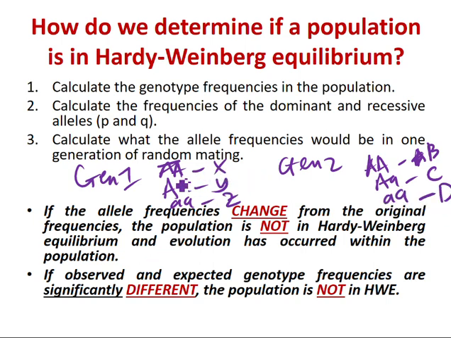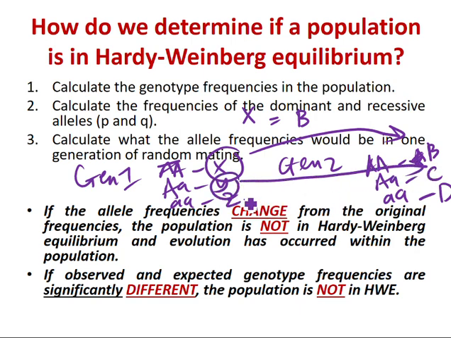And all you have to do is to calculate the genotype frequencies in both generations, and you have to compare, does X equal B or not? Any value change or not? So if they change, then it's not in Hardy-Weinberg equilibrium, and then we can safely assume that something has occurred in that population. And then we have to predict what kind of evolution, provided that the question asks you that. If the question asks what could have happened, then the question probably has given you some additional information for you to assume or predict the kind of evolution that occurred in that population.